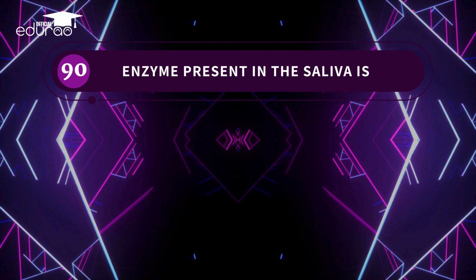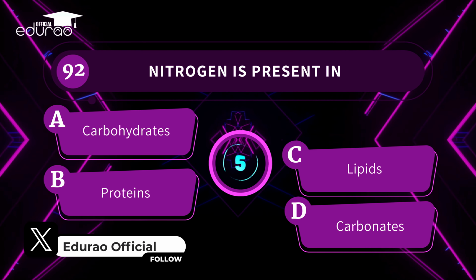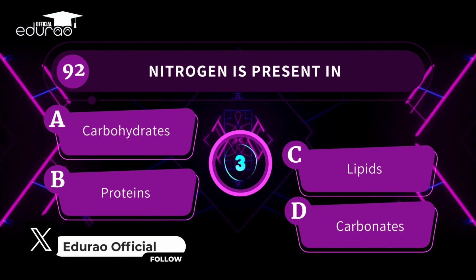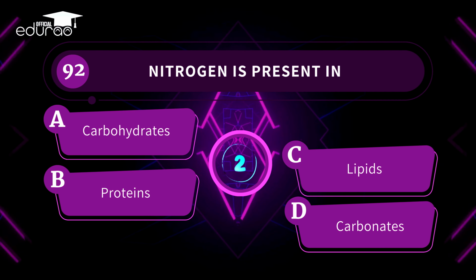Question 92. Nitrogen is present in A. Carbohydrates, B. Proteins, C. Lipids, D. Carbonates. Your assessment is spot on. Correct answer is proteins.